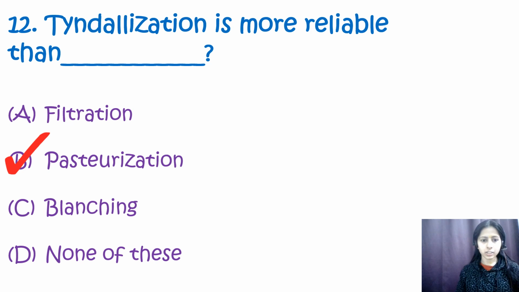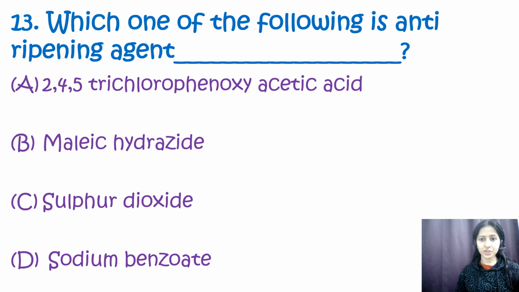So here the correct option will be option B, that is pasteurization. Next, number 13. Which of the following is an anti-ripening agent? Option A, 2,4,5-trichlorophenoxyacetic acid, option B, maleic hydrazide, option C, sulfur dioxide, and option D, sodium benzoate. So the correct option is option C, that is sulfur dioxide.